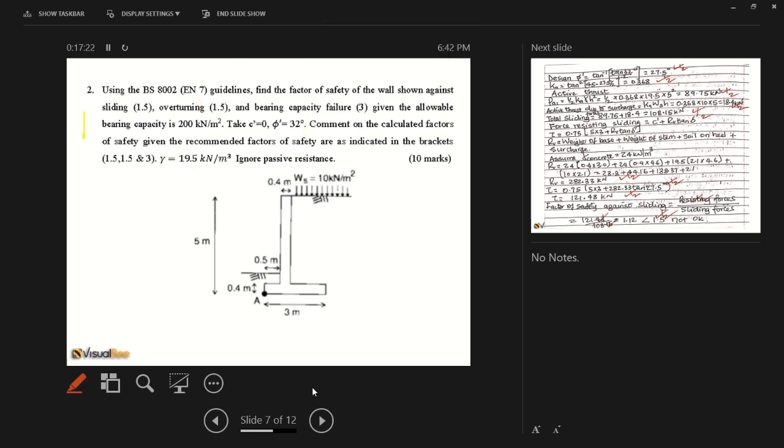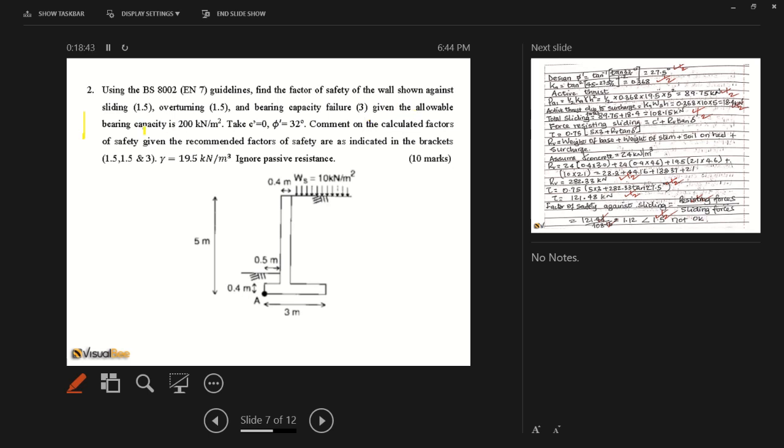And so question 2 is to design a retaining wall. Using the BS8002 or Eurocode 7 guidelines, find the factor of safety of the wall shown against sliding, and the limit is 1.5, overturning, and the value is 1.5. The bearing capacity, and the factor of safety against bearing capacity is 3.